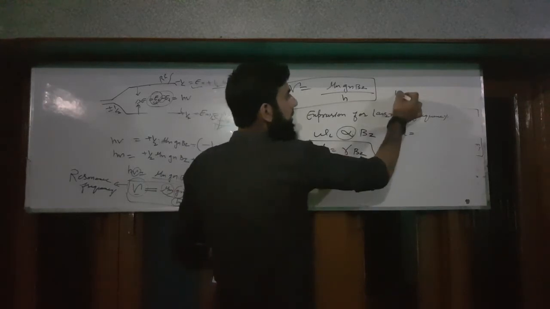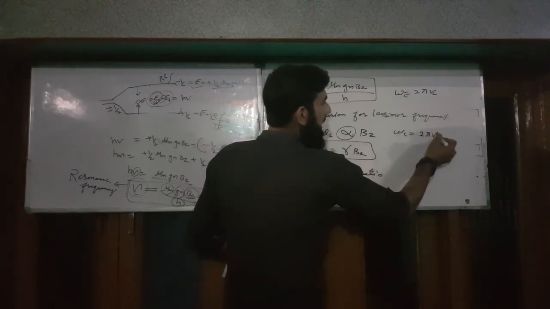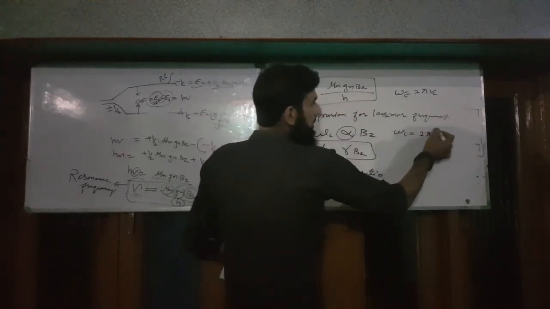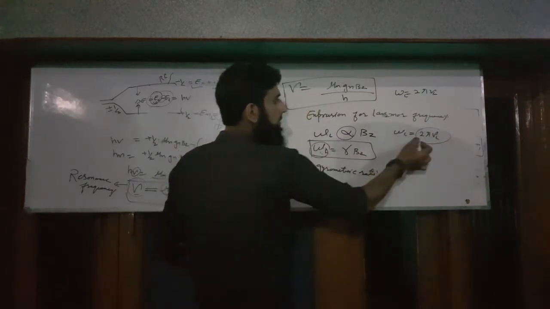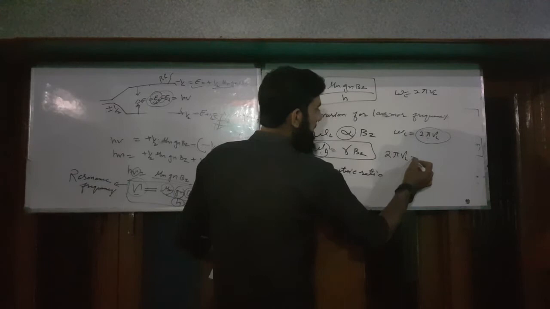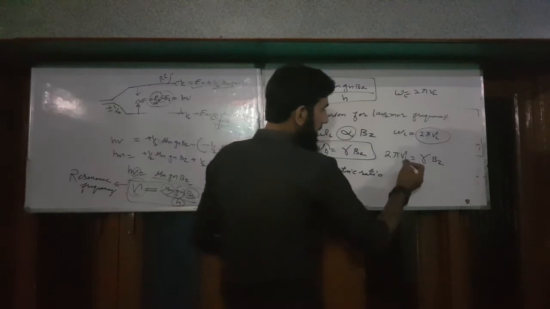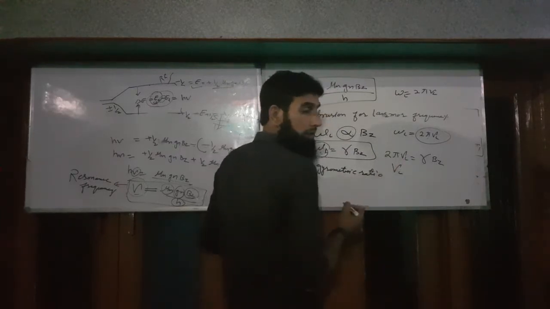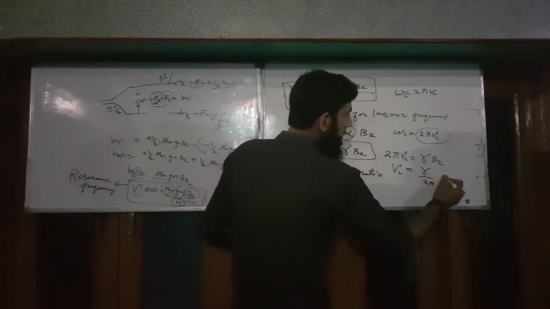We know omega is equal to 2 pi nu. But here it is L, so we write omega L and nu L. We write omega L is equal to 2 pi nu L. We substitute this into this equation, because in place of omega L we write 2 pi nu L. We write 2 pi nu L is equal to gamma into Bz. So nu L, the Larmor frequency, is equal to gamma divided by 2 pi into Bz.